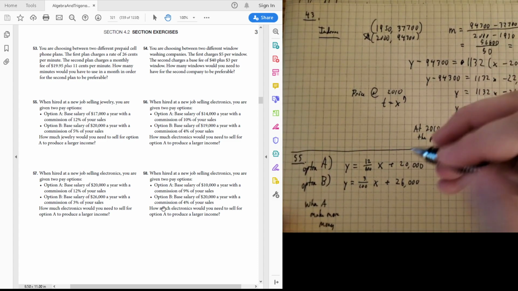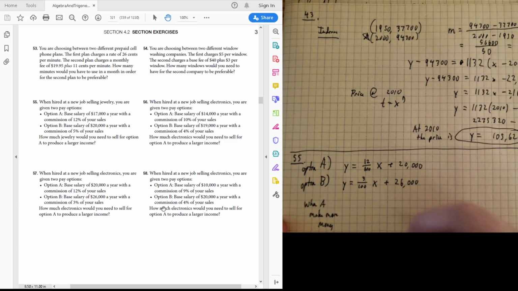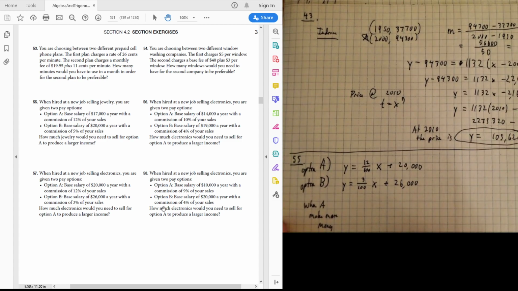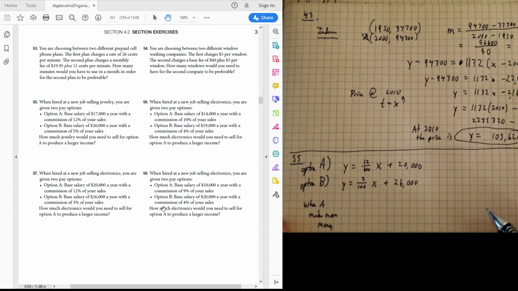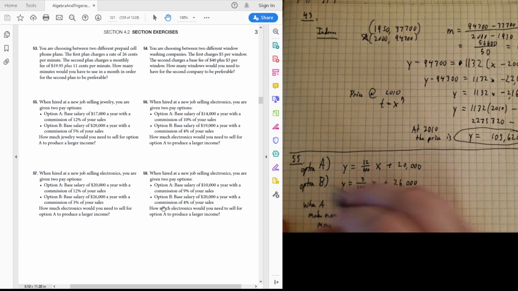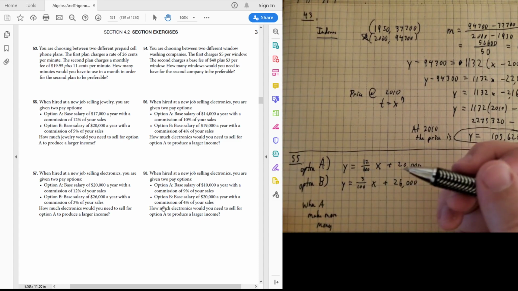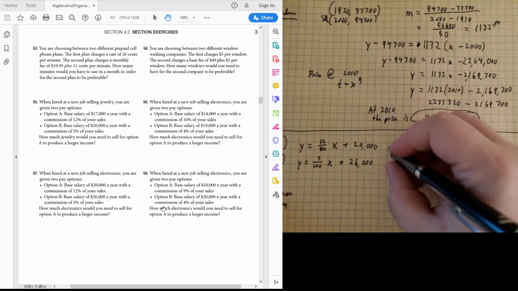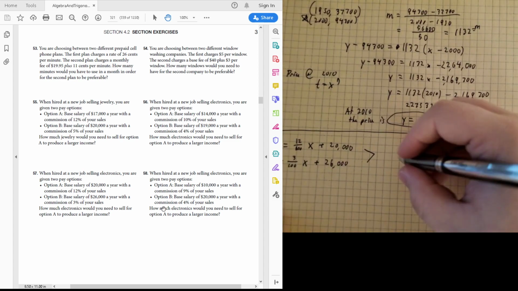Now, there are two ways to do this. You could graph this and see when the top equation A eventually overcomes the bottom equation. Or you could find out when they are equal, because if you know when they're equal, then where one becomes bigger than the other has to be just past that. So that's what I'm going to do. I'm going to take these two equations and make them equal.